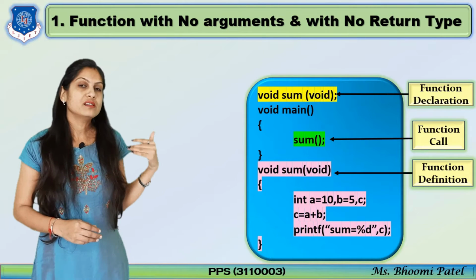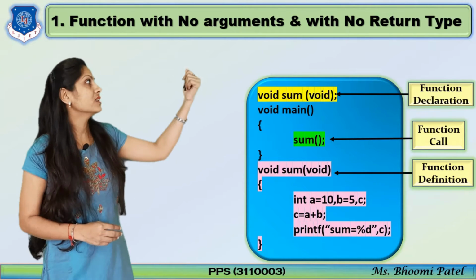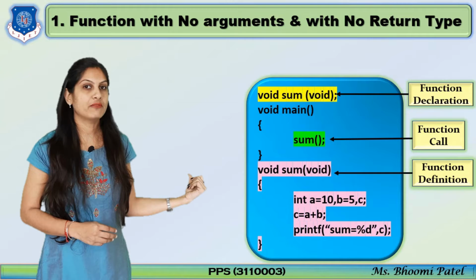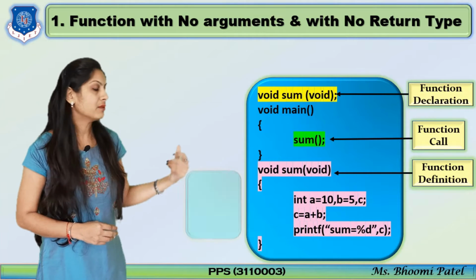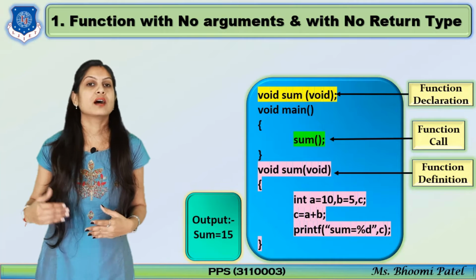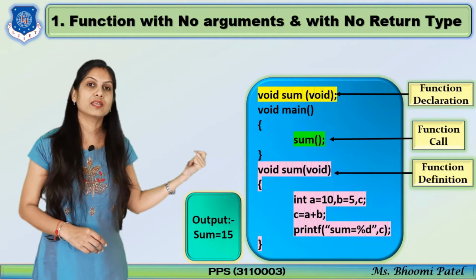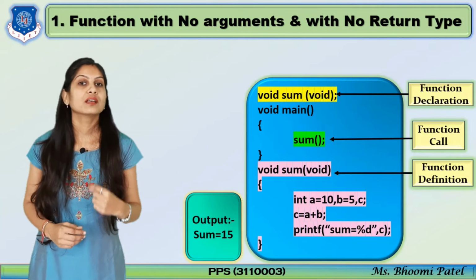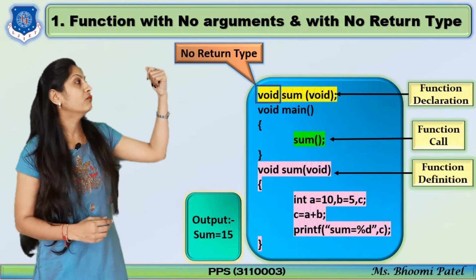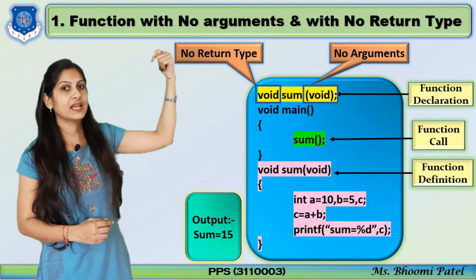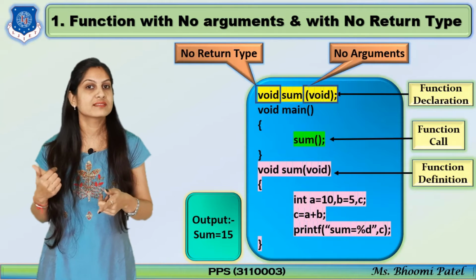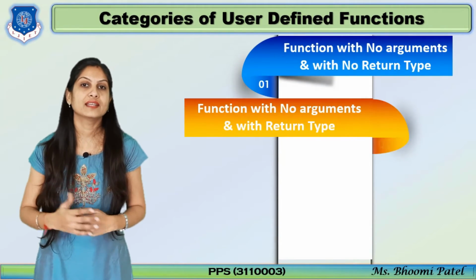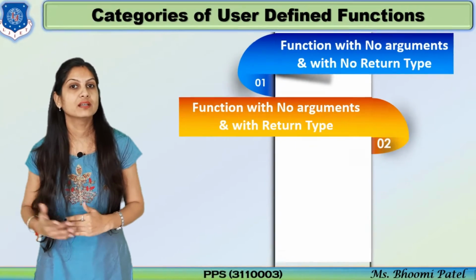Clear? Now when this program is executed, first the function call will happen. So the function is called and the function definition will be executed, and the message is displayed like sum = 15, because our a is 10 and b is 5. So the final answer is what? Sum = 15. So which category is this? Void indicates no return type, and here the arguments are there or not? No. So we can say no argument. Clear?